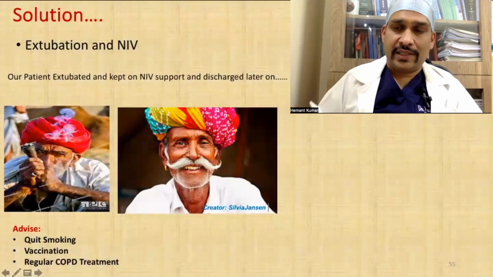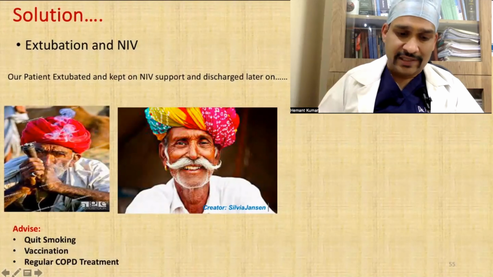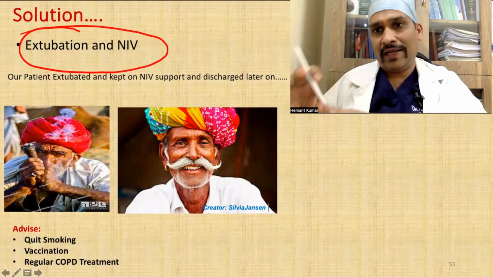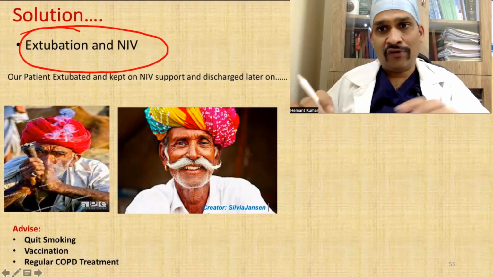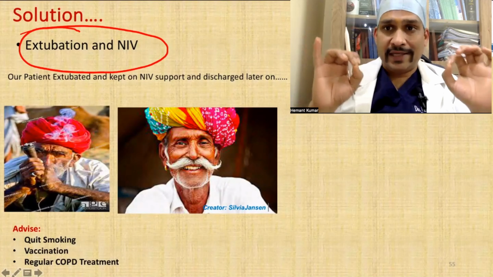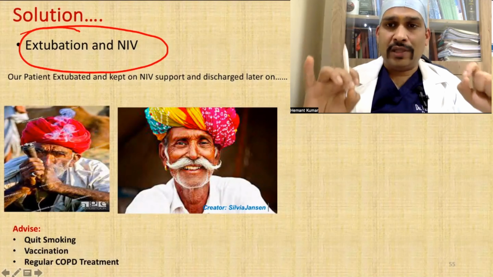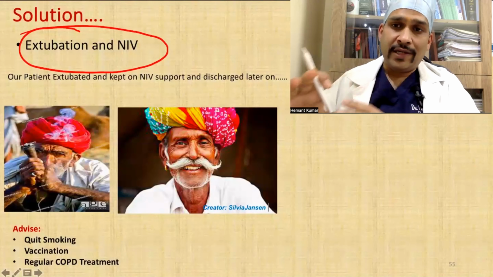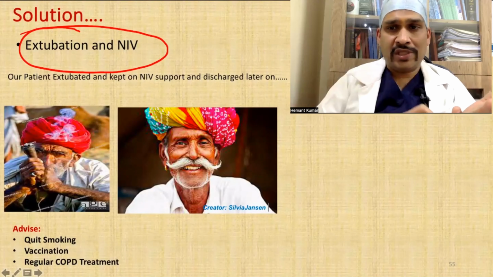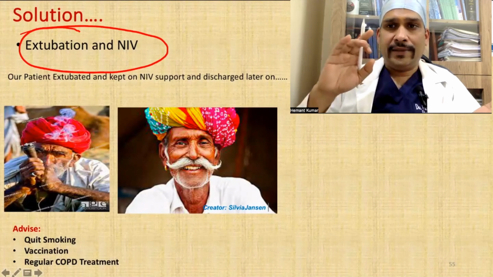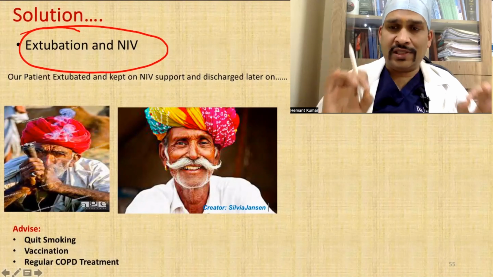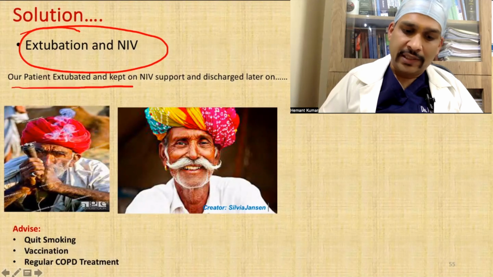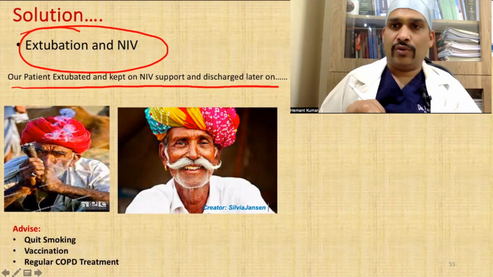For this type of patient, literature says we can extubate the patient and keep on NIV. Don't wait for weaning. We have to extubate and keep on NIV. But the patient should qualify other weaning criteria, like the patient should be conscious, vitals stable, and ABG stable. All these things should be met. Finally, our patient was extubated, kept on NIV, and discharged later on.